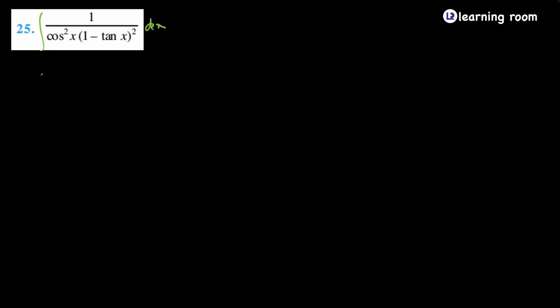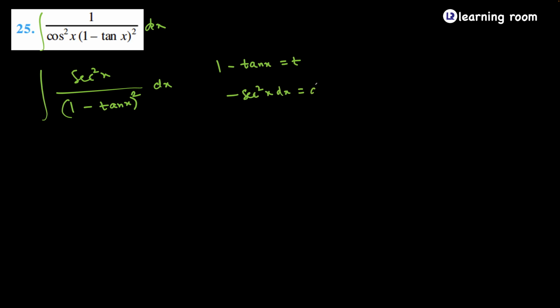So 1 by cos square x is written as secant square x divided by 1 minus tan x the whole square times dx. So what are we supposed to put as t? 1 minus tan x, put it as t, which implies minus secant square x dx is equal to dt. So secant square x dx is minus dt. So the question is minus dt divided by 1 minus tan x the whole square, which is t square. So what is the integral of minus 1 by t square? Derivative of which function is minus 1 by t square? It is 1 by t.